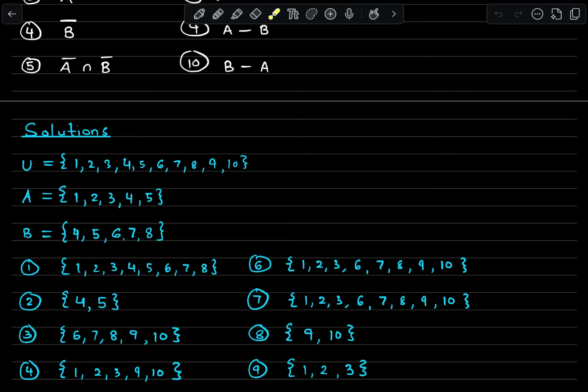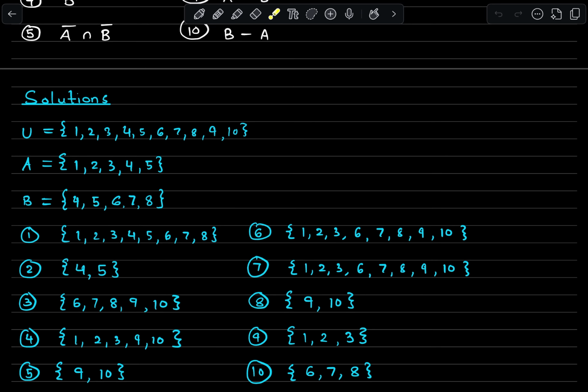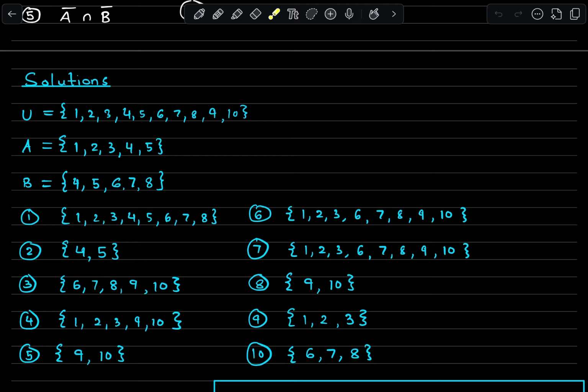B similarly is everything in B, take away whatever it shares in A. It wants nothing to do with A. So we've got 4 through 8, and we're going to remove those overlapping elements, 4 and 5. So we're left with just 6, 7, and 8.